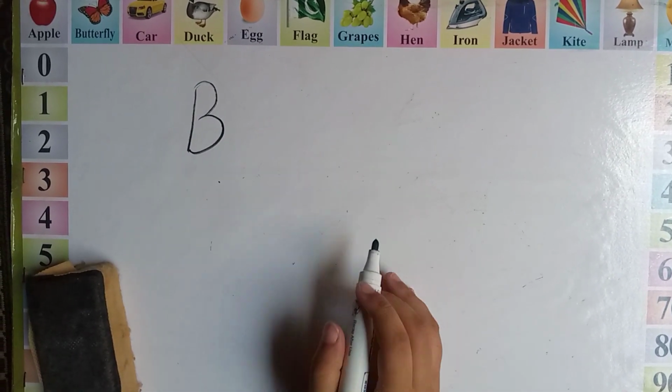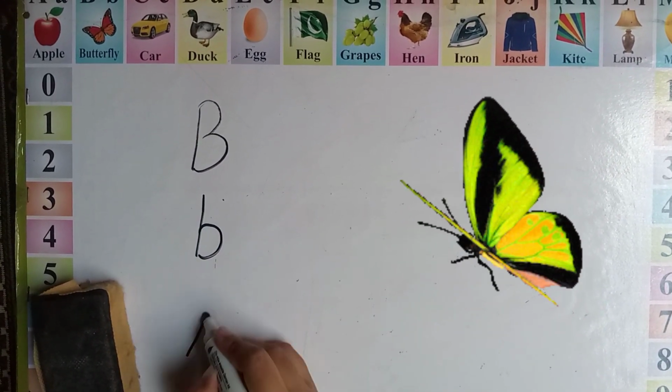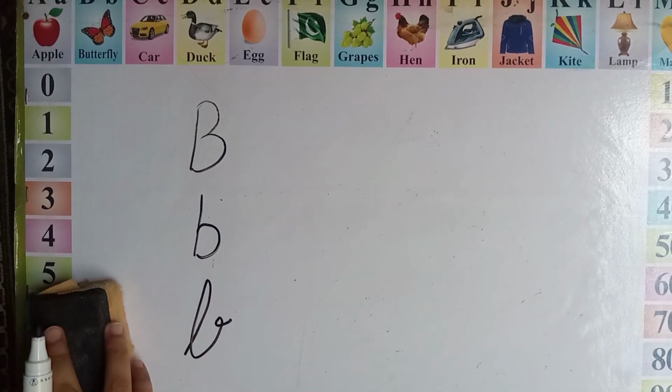B is for butterfly. B for butterfly. B for butterfly.